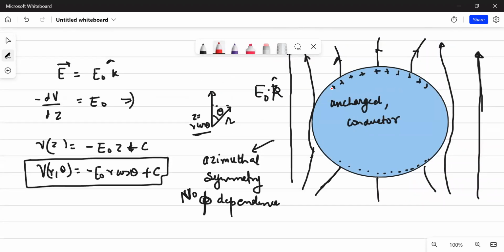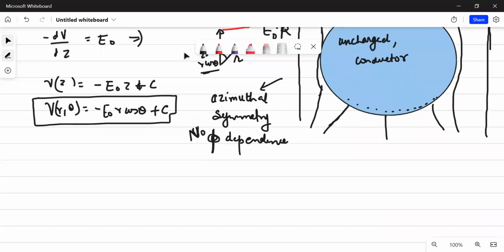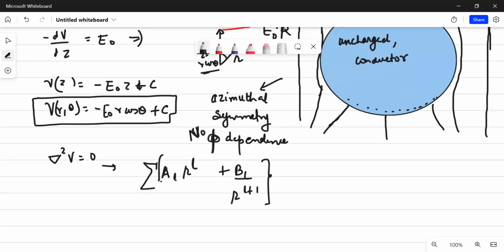So these are induced charges. Don't get confused. As we go along, we'll find the form of this induced distribution in terms of R and theta. Since there are no sources anywhere inside or outside, this is a problem of Laplace's equation with azimuthal symmetry. And the solution to this is given by the summation of A_L R raised to power L plus B_L upon R raised to power L plus 1, times P_L cos theta. Okay, is that clear? I think this is clear.